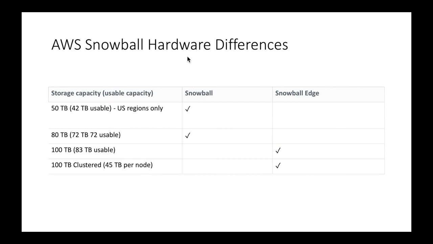Thereafter, if you look at the storage side, what's the difference between these two services? Snowball comes in two variants. One is 50 terabytes of data. The other one is 80 terabytes of data, in which 42 and 72 terabytes respectively are usable. And if we talk about Snowball Edge, it has more storage. One comes with 100 terabytes as a single machine. The other one comes as a 100 terabyte cluster machine. So you have different kinds of variants between these two.